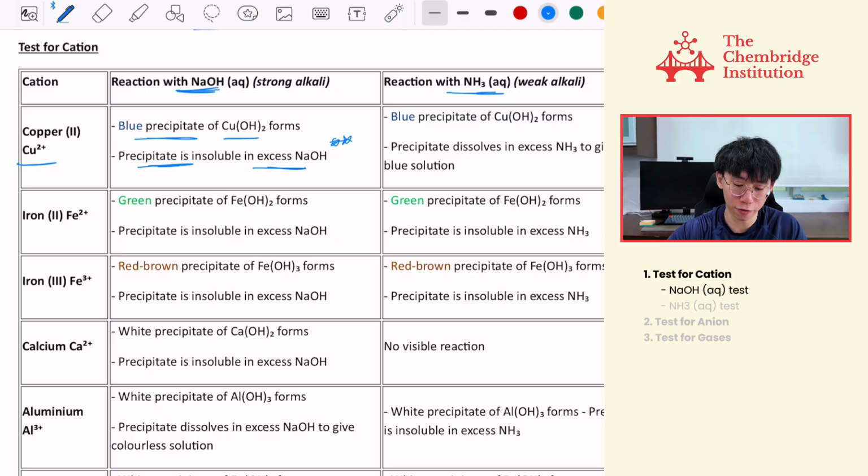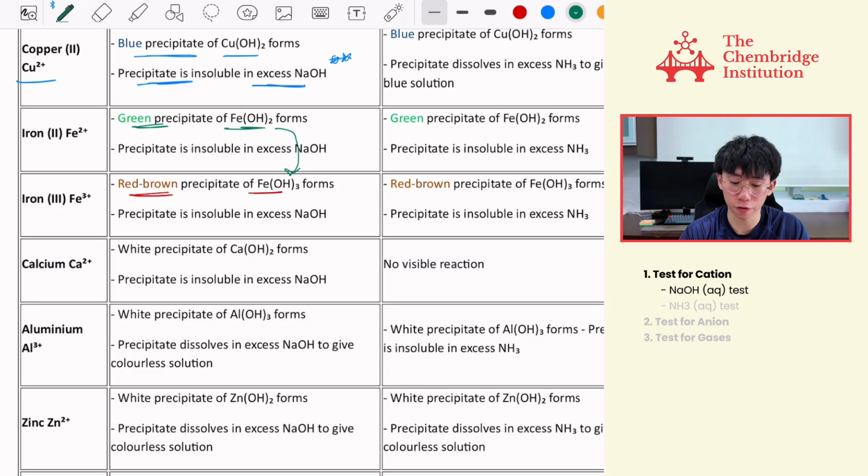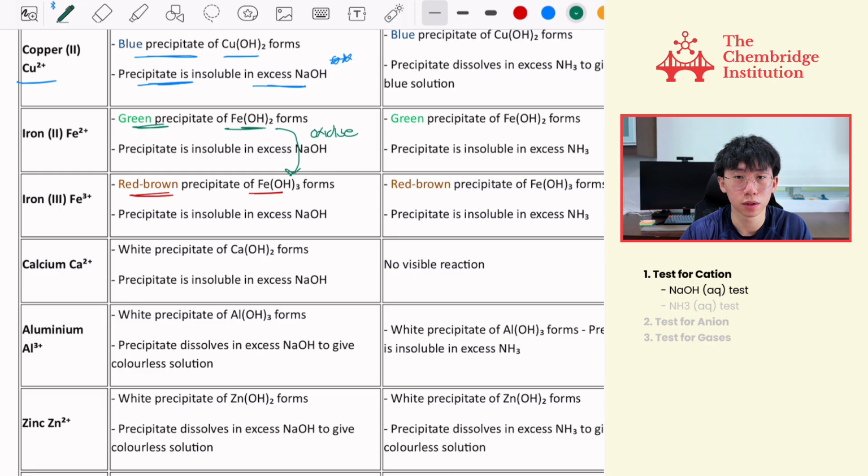For our Fe2+, it's a green precipitate of iron(II) hydroxide, and this is insoluble in excess sodium hydroxide. For Fe3+, a red-brown precipitate of iron(III) hydroxide is formed, and this precipitate is also insoluble in excess NaOH. A common observation is also that if you leave your Fe(OH)2 in the air long enough, it will oxidize, or it will react with oxygen in the air, and it will slowly turn from green to red-brown. So this is another observation that commonly comes out as well.